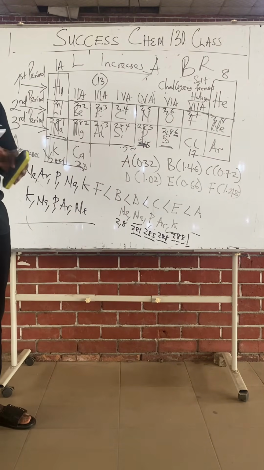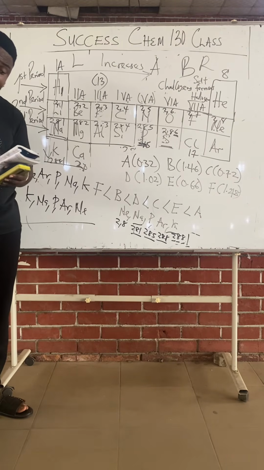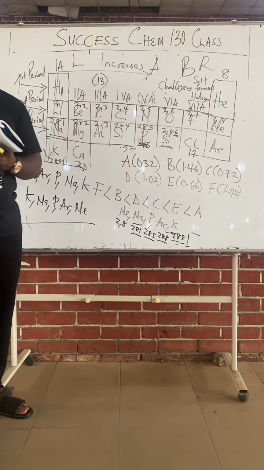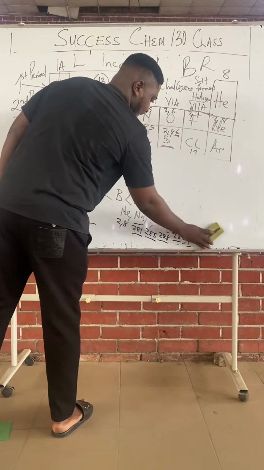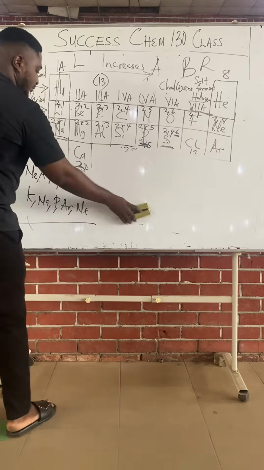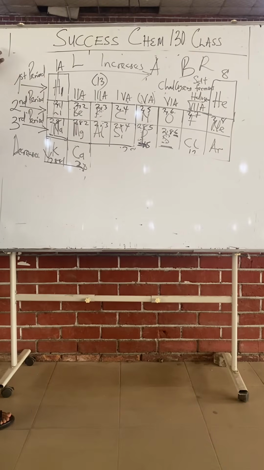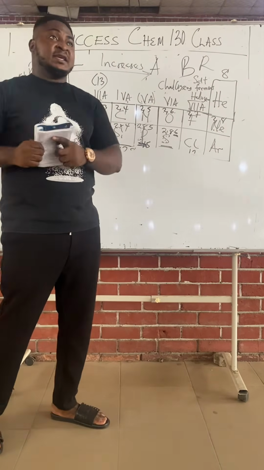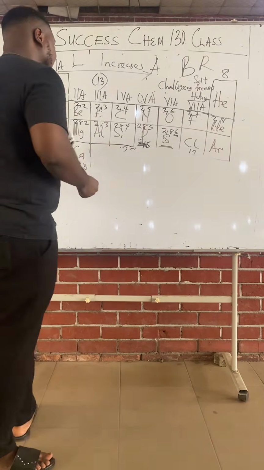Now, electron affinity. We have just electron affinity and electronegativity, and we are done. Electron affinity is the energy change that occurs.